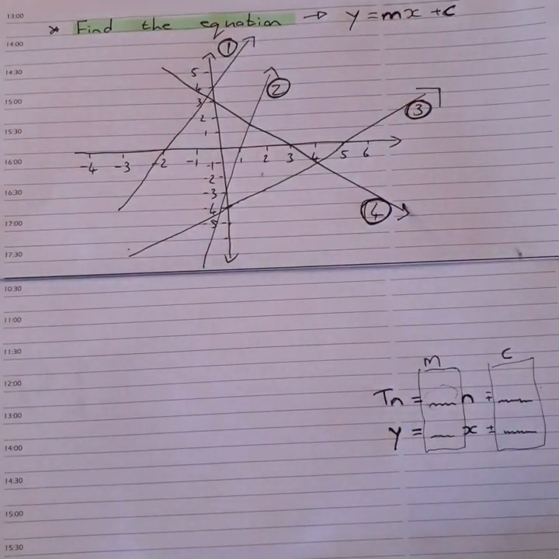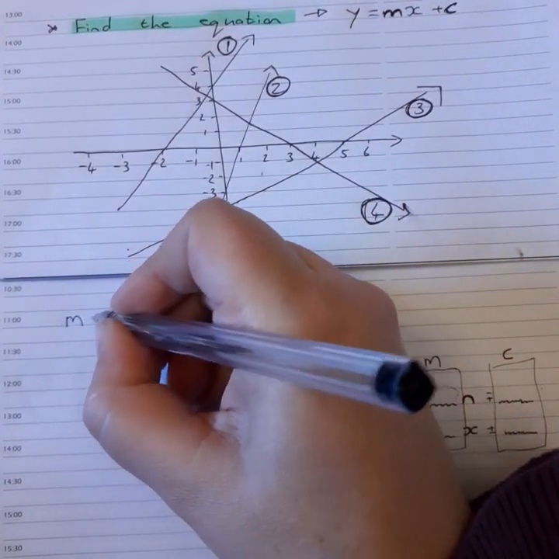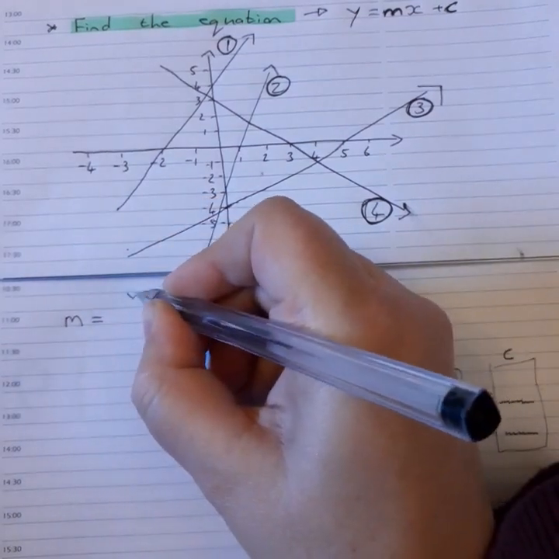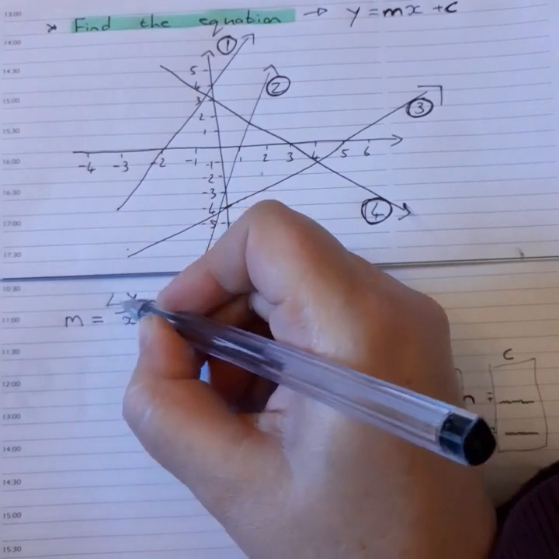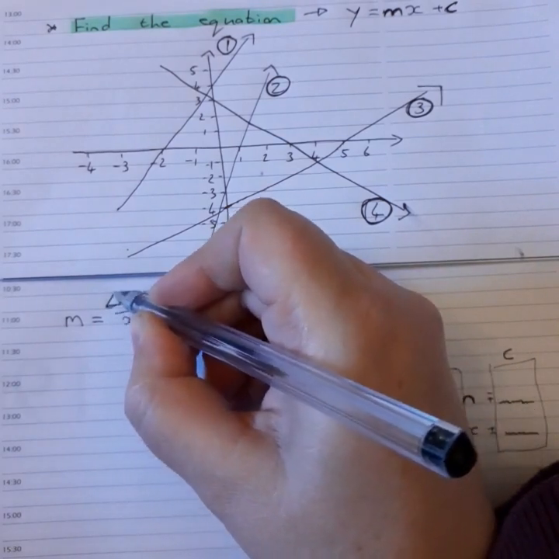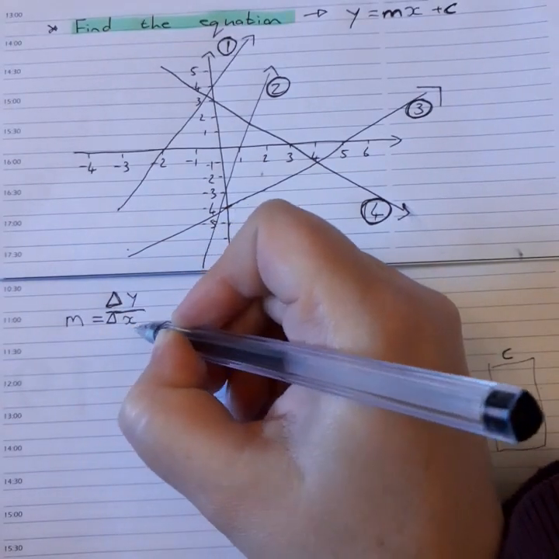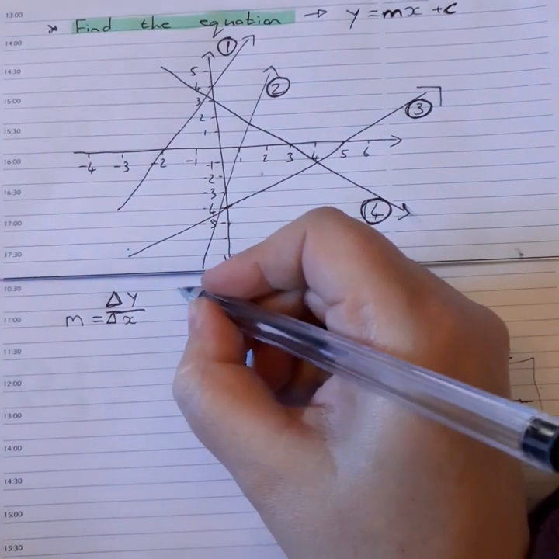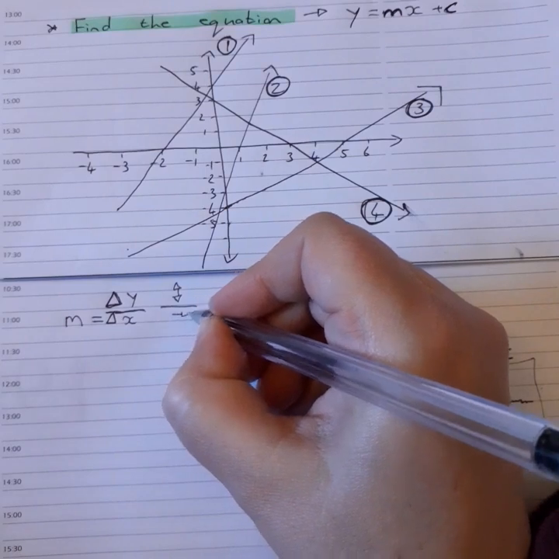Okay, so what is the m? To find the m is gradient. So we have to count up and down and left and right. So basically the m works like this. M equals the delta y over delta x. This thing here is a delta in the Greek letter, and it means the change. So it's the change in the y over the change in x, which basically means how much did we go up and down, and how much did we go left and right.